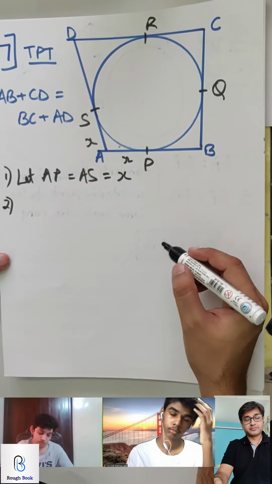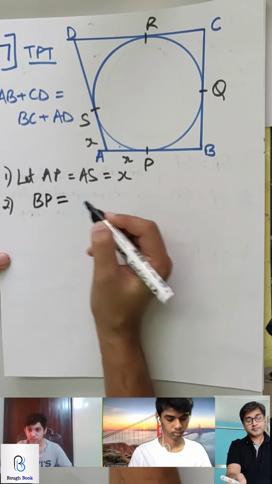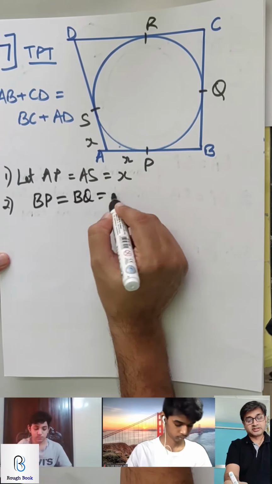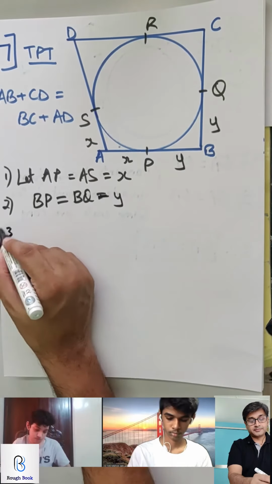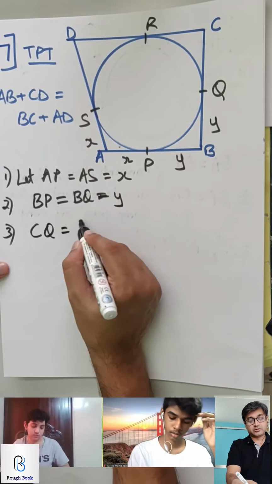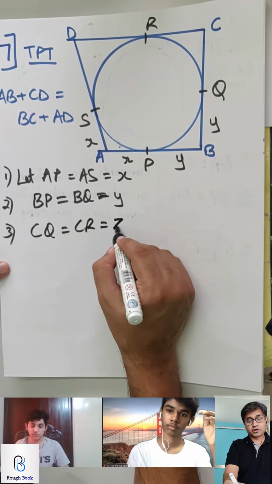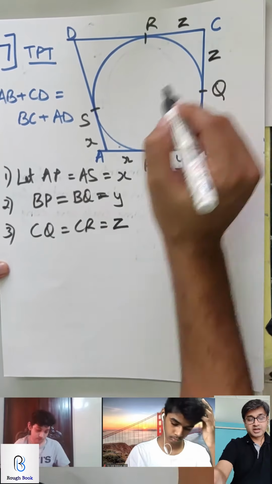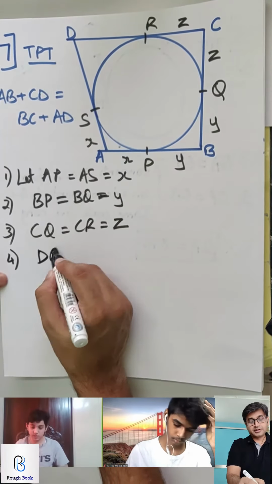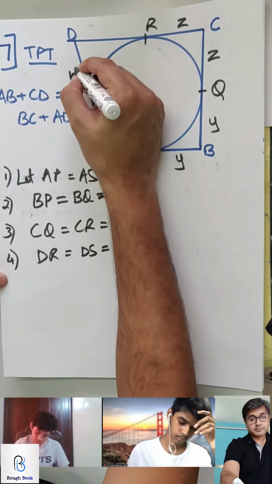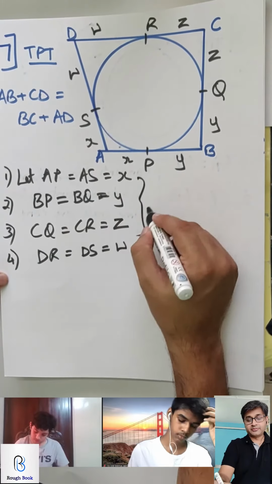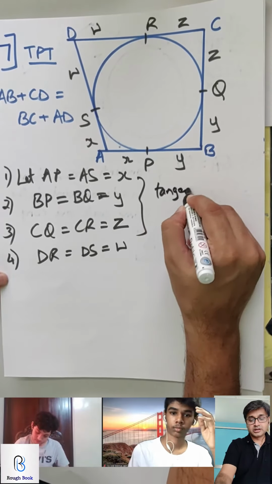Likewise, what else can you say? BP is equal to BQ. Superb. Let's call this Y. Come on, continue further. Then CQ equals CR. Let's call it Z. And finally, DS is equal to DR. Let's call it W. The reason for all of them, let's write it so we learn.